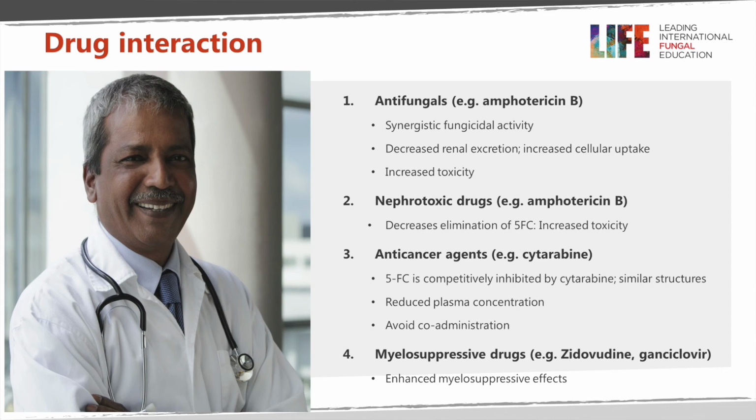And other drugs like cytarabine. In fact, flucytosine is an intermediate metabolite of cytarabine. So the two will competitively inhibit each other because they have similar structure, and that will reduce plasma concentration. And so you should always avoid co-administration of these agents. And other myelosuppressive drugs like zidovudine, which is an anti-HIV drug, and ganciclovir, which is used for treating herpes simplex infection, will increase myelosuppressive effects of flucytosine.